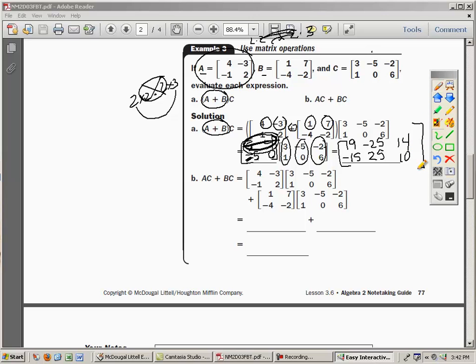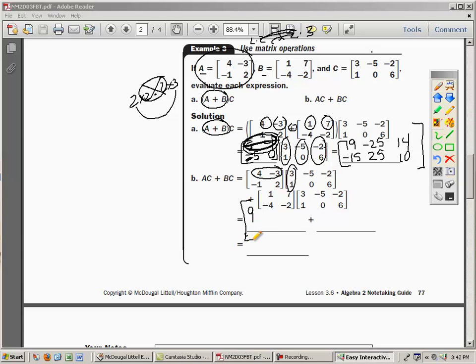There we go. All right, so now if we want to do AC plus BC, we have to first take the product of A times C, then do the product of B times C, and then add the two results together. So as I go ahead and perform this matrix multiplication, again, we're going to do 4 times 3, which is 12, minus 3, which is 9.